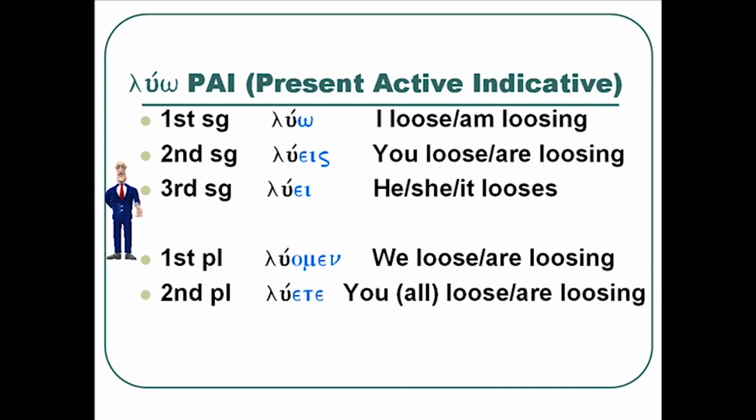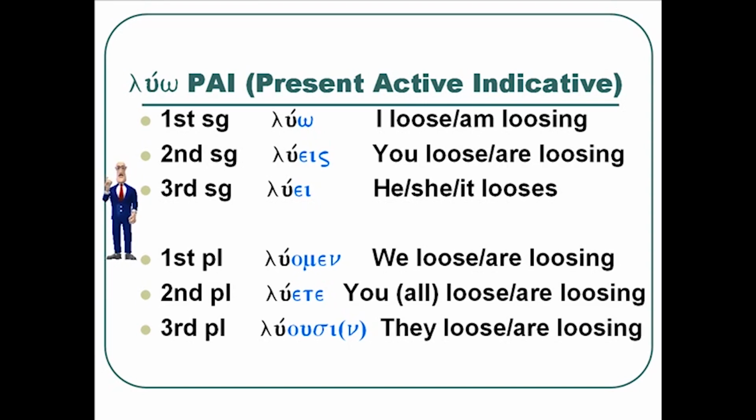The second person plural is luete. "You all loose" or "y'all are loosing," meaning you plural, oftentimes just simply translated "you loose" or "you are loosing," but know that it's the plural you. And then the third person plural is luousi, which means "they loose" or "they are loosing."